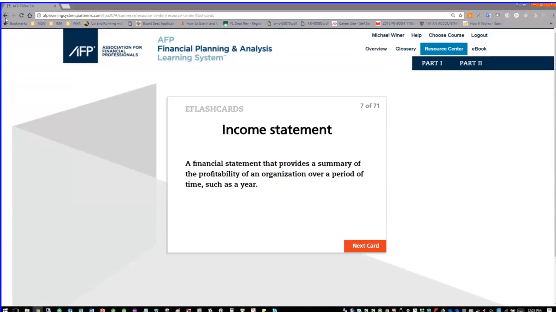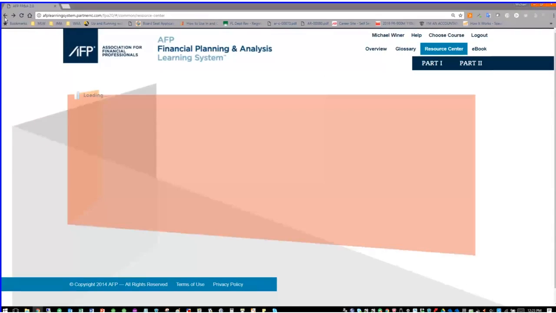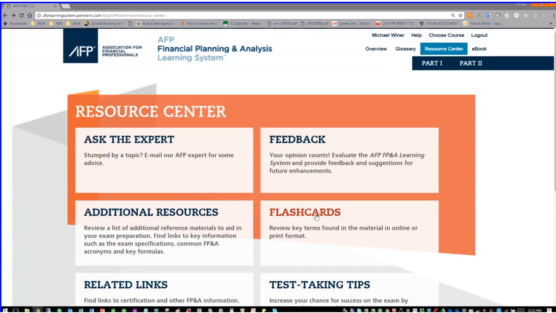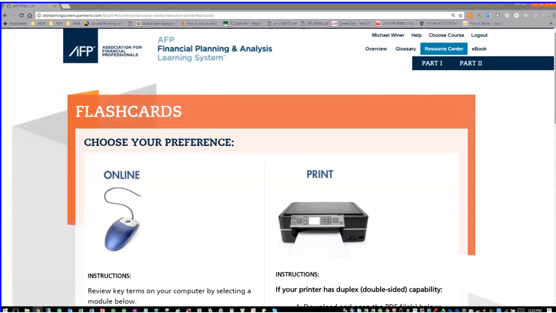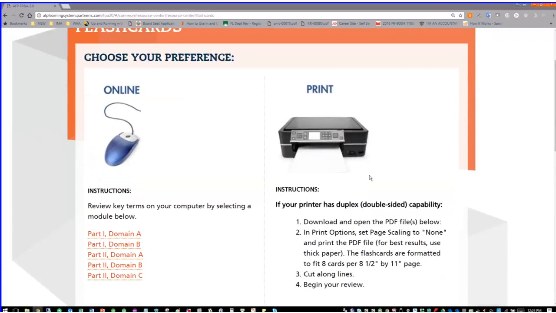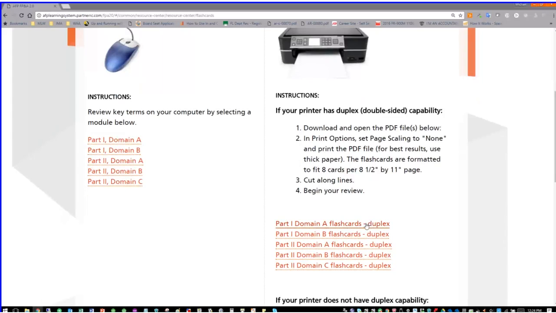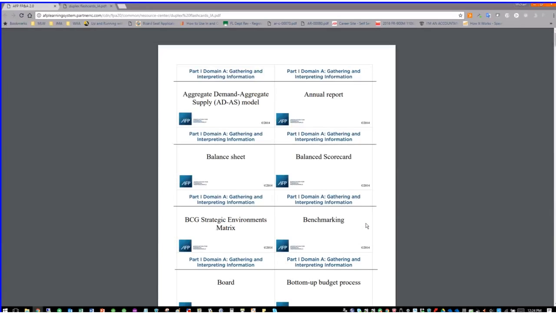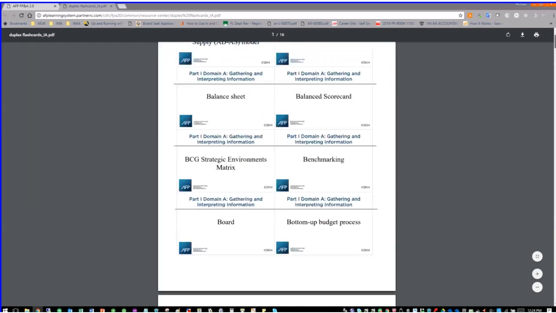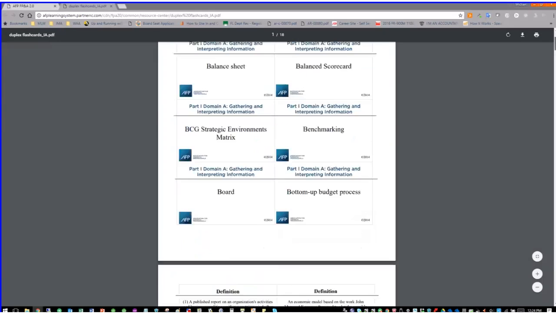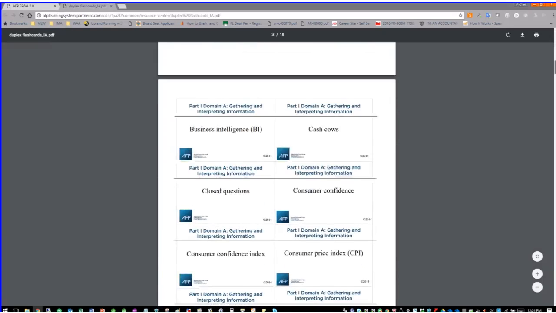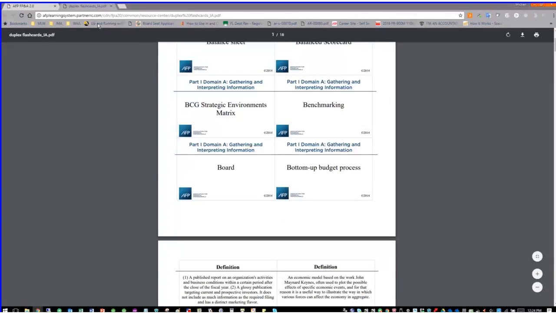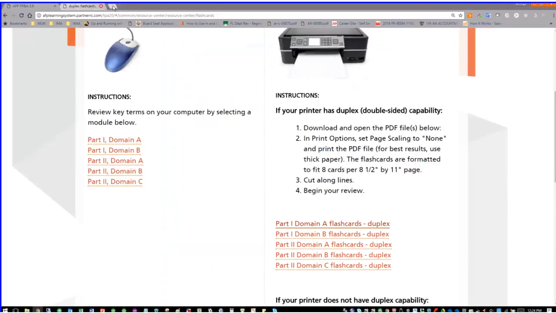Now let me see if I need to go backwards. Yeah, that works. Okay, flashcards. So apparently, had I paid attention, it says right here, these were the online ones, and over here are the ones for printing. The printing ones, it may actually download a file here. Okay, so what it's doing is it's dropping down a PDF. And it's designed so you see one side is kind of a title, and the other side is the definition. So these will be useful for you also.